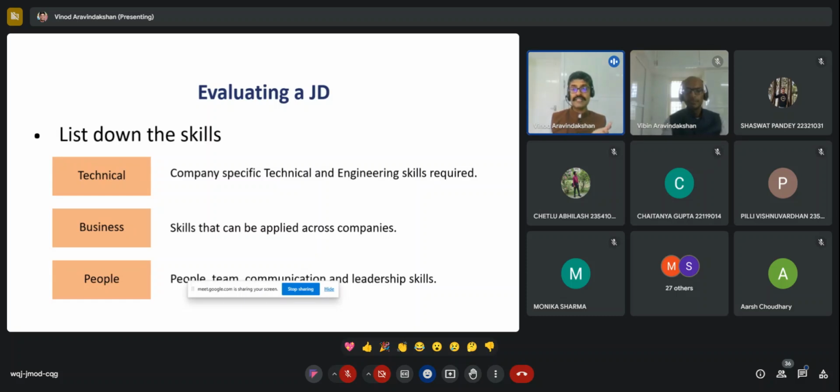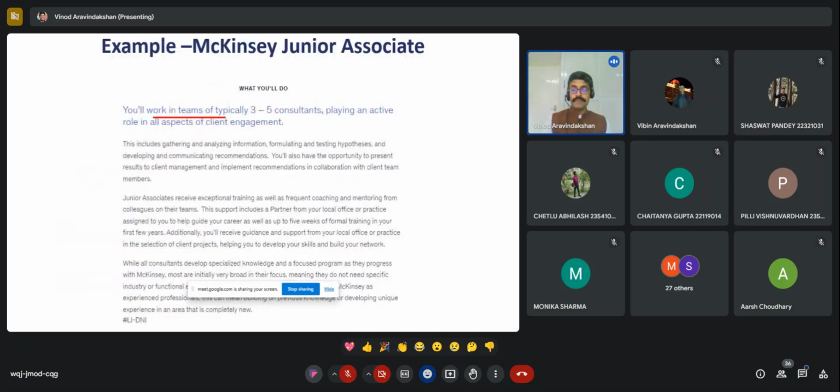So business skills are skills which can be applied across companies. Not like technical skills is going to be more specific to Google, but business skills are those which you can apply to any software engineering job, right? And then you're going to find people skills which are more team skills, communication skills, anything linked to people. So those are some people skills which are also out there. So most interviews will try to judge you by technical, business, and people skills, and this is what you will have to reflect in the job description.